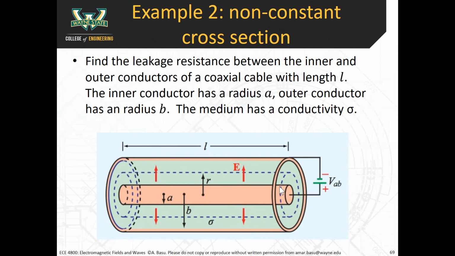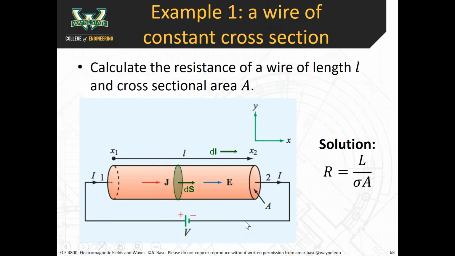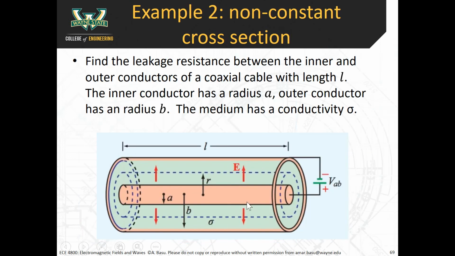So a key difference in this problem is what the title says. This is an example of a non-constant cross-section. In the previous problem, current was flowing through this wire, and there was always a constant cross-section wherever you were along the current path. In this problem, the current's going from the inner to the outer conductor, but as it's going from the inner to the outer conductor, the cross-sectional area that it's passing through is not constant anymore. That's what makes this problem more tricky.